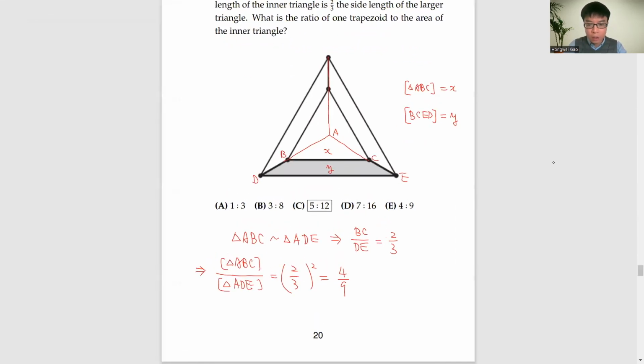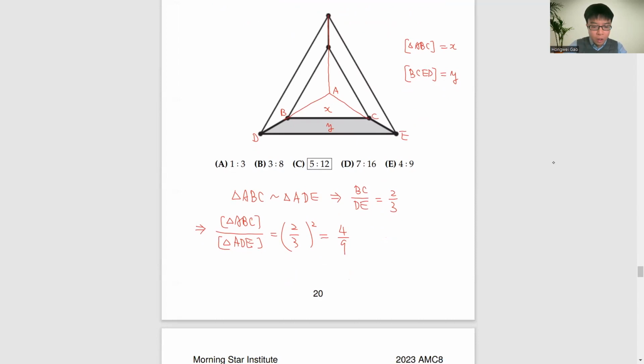But on the other hand, in terms of xy, we know that triangle ABC has the area x, triangle ADE has area x plus y. So x over x plus y equals 4 over 9. Now that implies the ratio for x and y should be 4 to 5.